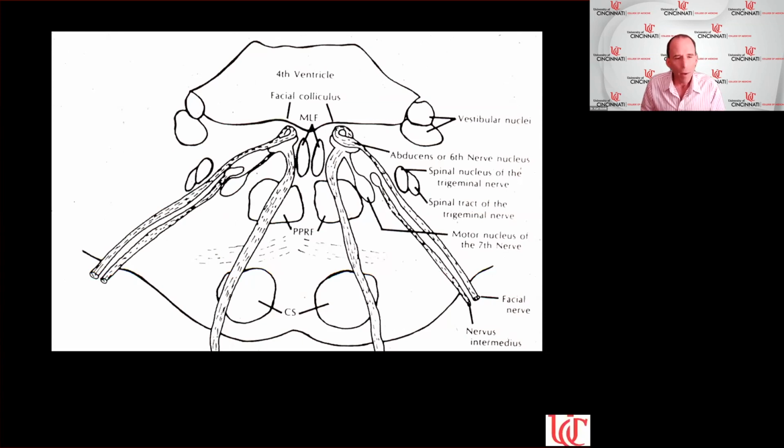A CAT scan would be a very poor second choice. An MRI would be the test in question. And of course, you're going to do it with gadolinium. Never order an MRI without gadolinium or dye.